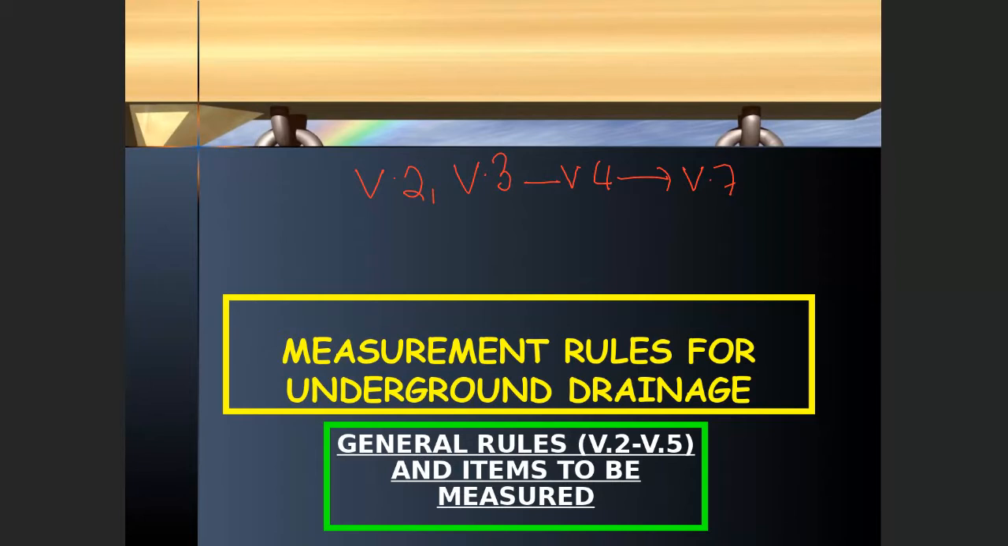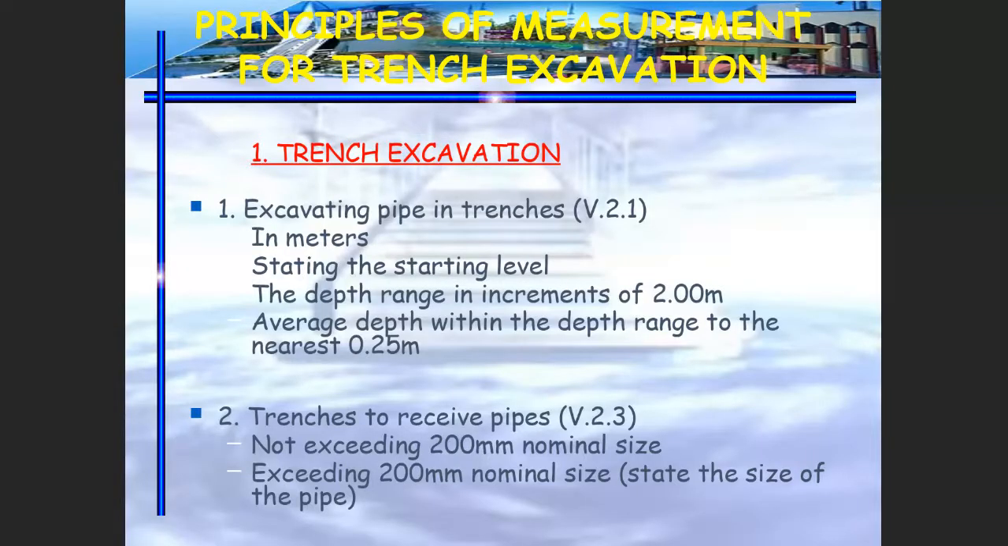But because the information is a bit different, there are a few rules that must be taken into consideration. For example, in order for you to prepare a taking off list for the trench excavation, there are a few rules that you have to refer to. Basically, I would like you to refer to these two main clauses. Number one, V.2.1. Number two, V.2.3.